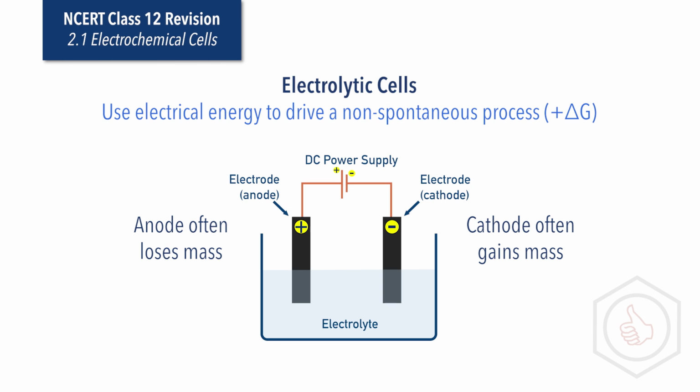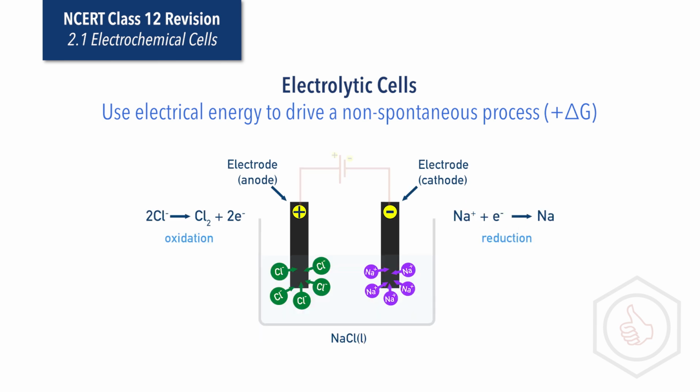stick to its surface. For example, in the electrolysis of molten sodium chloride, chloride ions will be attracted to the positively charged anode and get oxidized into chlorine gas. And at the negatively charged cathode, positively charged sodium ions will be reduced and get turned into sodium.